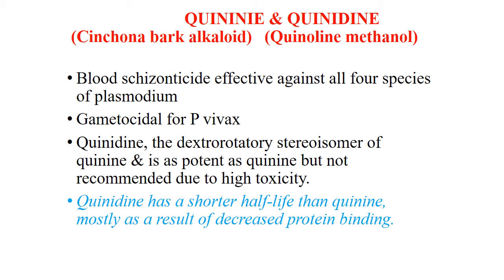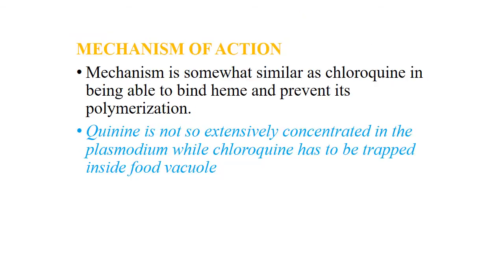Quinidine is a dextrorotatory stereoisomer of quinine and is as potent as quinine but not recommended due to its high toxicity. Quinidine has a shorter half-life than quinine, mostly as a result of decreased protein binding. The mechanism of action of quinine or quinidine is somewhat similar to that of chloroquine in being able to bind heme and prevent its polymerization. Quinine is not so extensively concentrated in the plasmodium, while chloroquine has to be trapped inside the food vacuole.